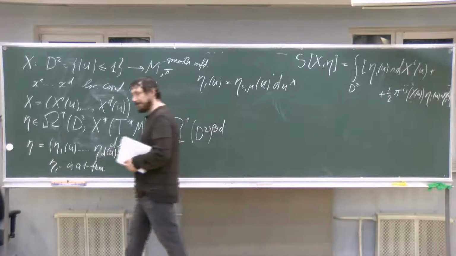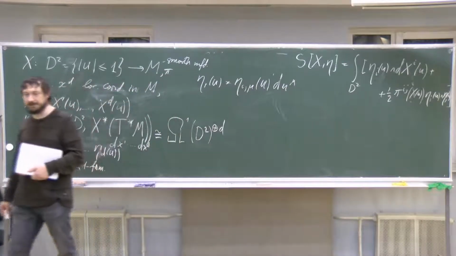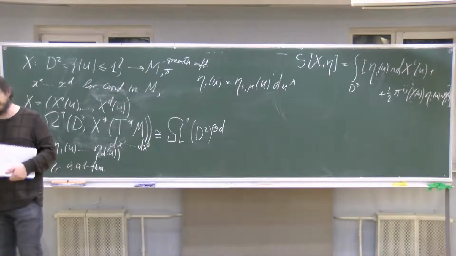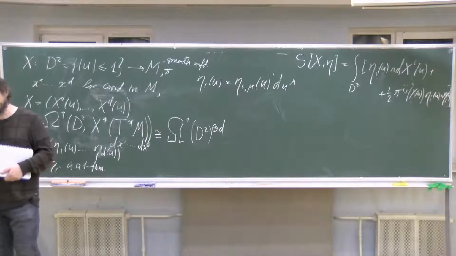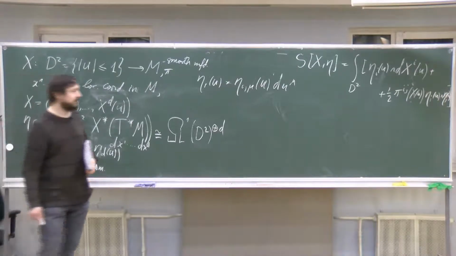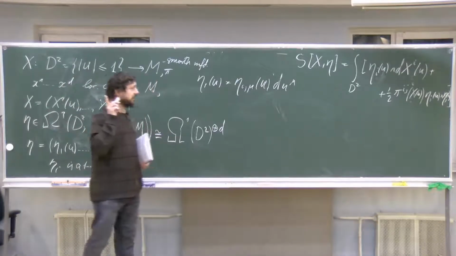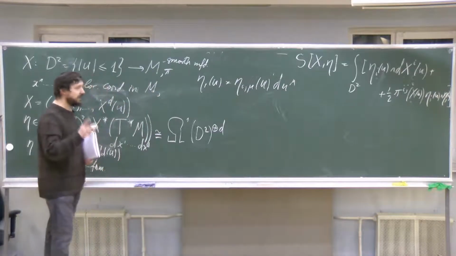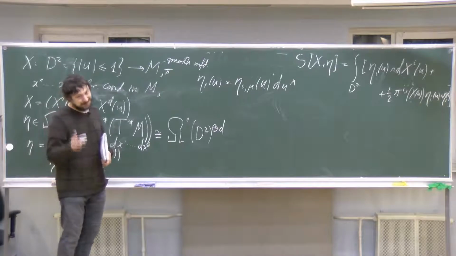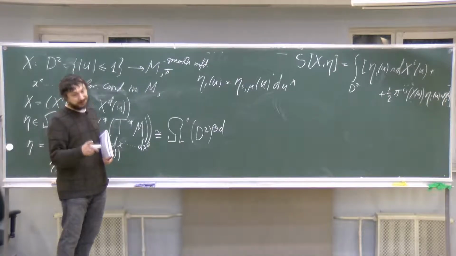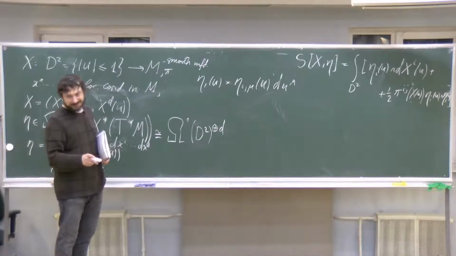These are one forms on the disk, right? With coefficients in another. In another forms, yes. And actually, you take the wedge product on the disk. That's what you do. Right.